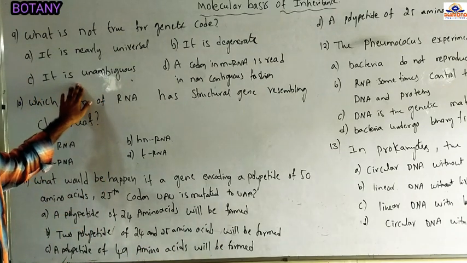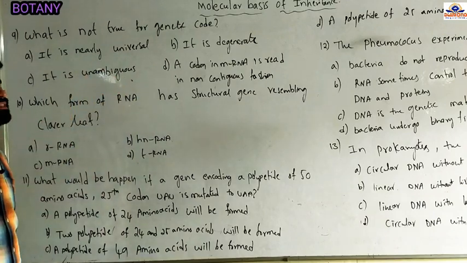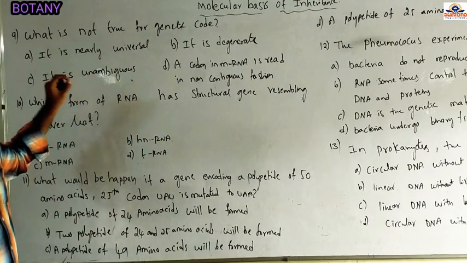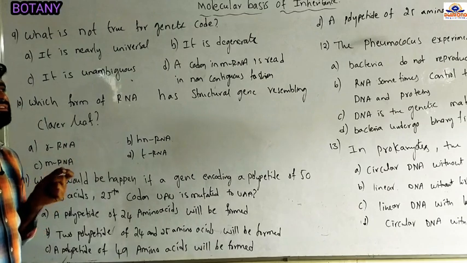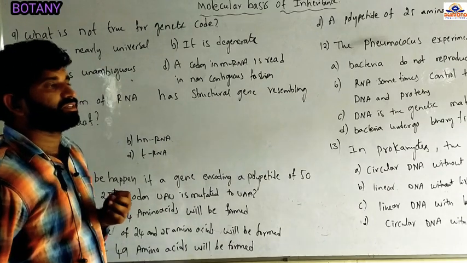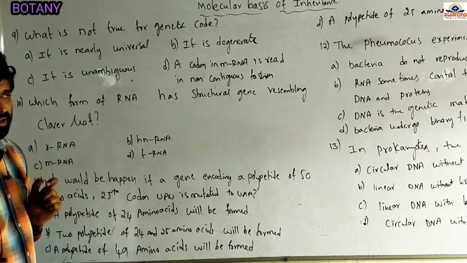Genetic code is unambiguous. We also call it specific. One codon codes for a specific amino acid. These codons will code for the same amino acids in other organisms also.